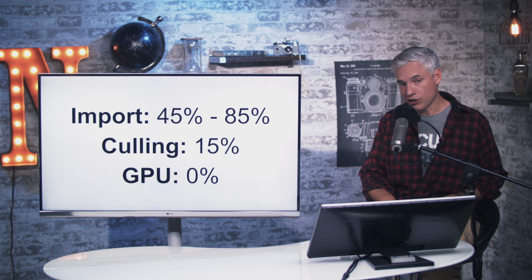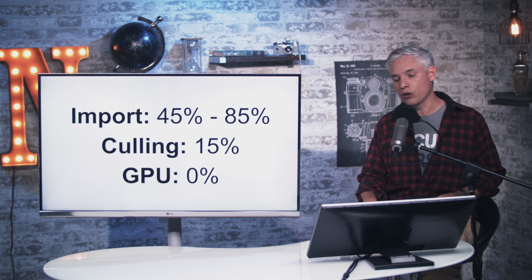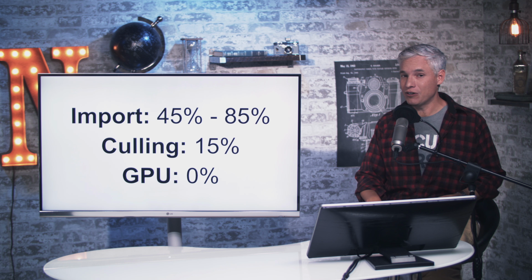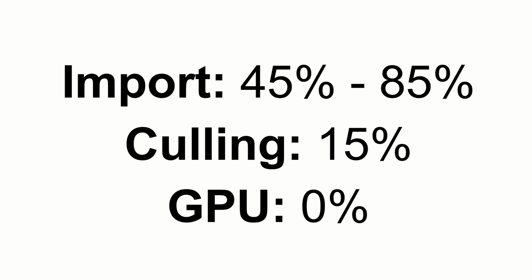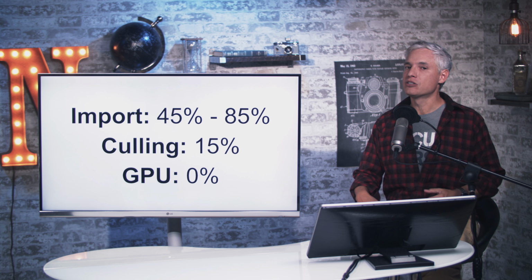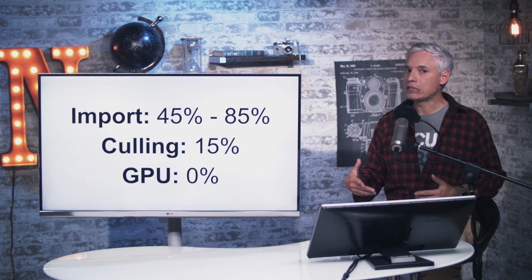As far as culling goes, flipping from one picture to another, I tested it at about 15% faster. That includes working both the library module and the develop module. So it's a little faster on every computer that we tested.